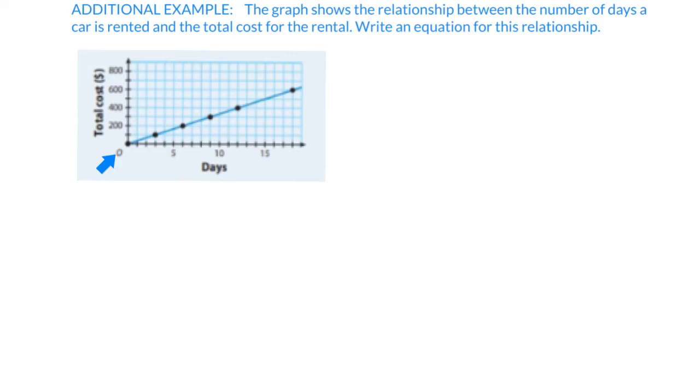Okay, I apologize for this being so blurry, but it's the best I could get it. This additional example is not in your book. The graph shows the relationship between the number of days a car is rented and the total cost for the rental. Write an equation for this relationship. So keep in mind that your equation is y equals kx. And the y and the x are simply the points that are on the coordinate plane.